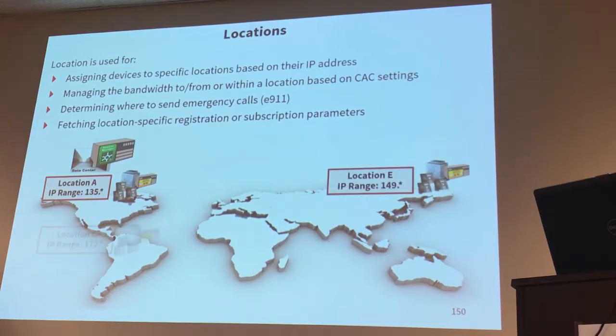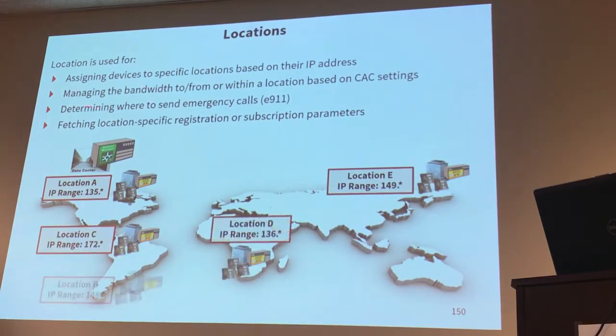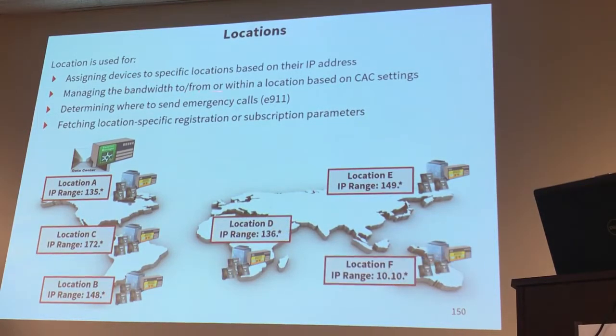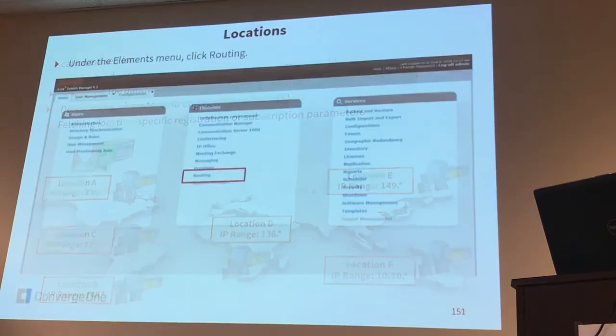Locations are also used for managing the bandwidth to, from, or within a location based on the call admission control settings. Remember that we saw call admission control yesterday? So that's where you configure it, in the locations. And here in this example, we see an IP address range that they're assigning to each location.